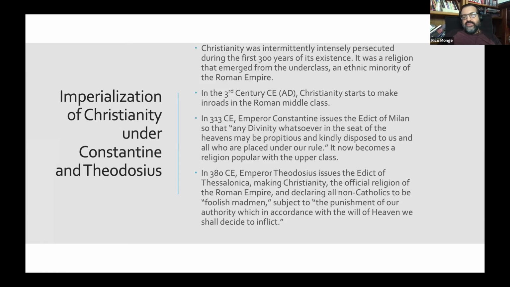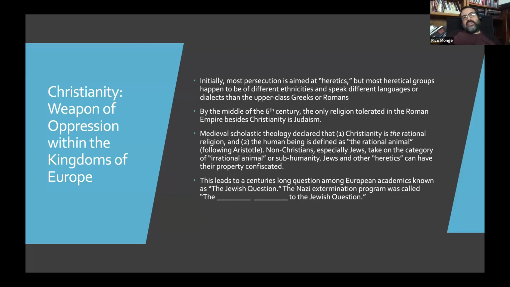And in this move, you get the idea that all non-Catholics are now foolish madmen, and subject to, quote, the punishment of our authority, which in accordance with the will of heaven we shall decide to inflict. And so you now, for the first time, 350 years after Christianity begins, have it as an imperial religion being used to decide in-groups and out-groups, who is free from state repression and who can be stripped of rights and exploited. So I want to look now at how it functioned within Europe initially, as a weapon of oppression, and then how it functioned in the legacy of colonialism. So let's start with the kingdoms of Europe.